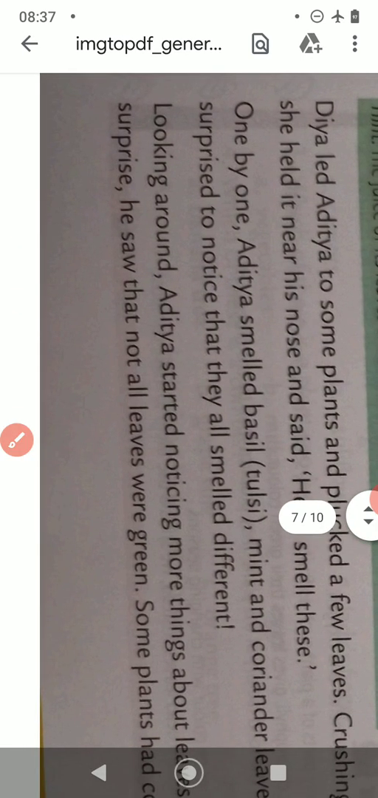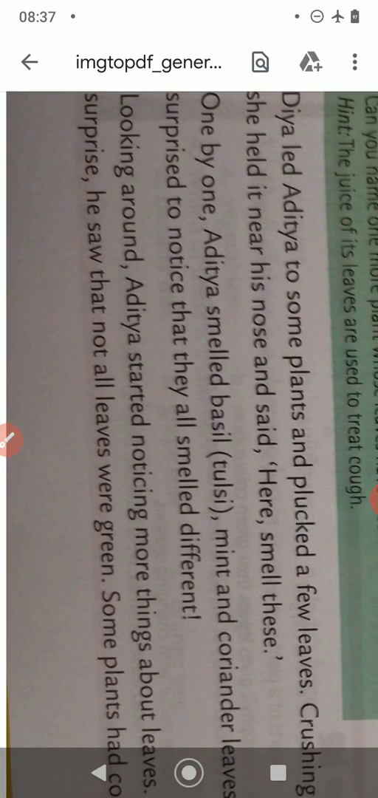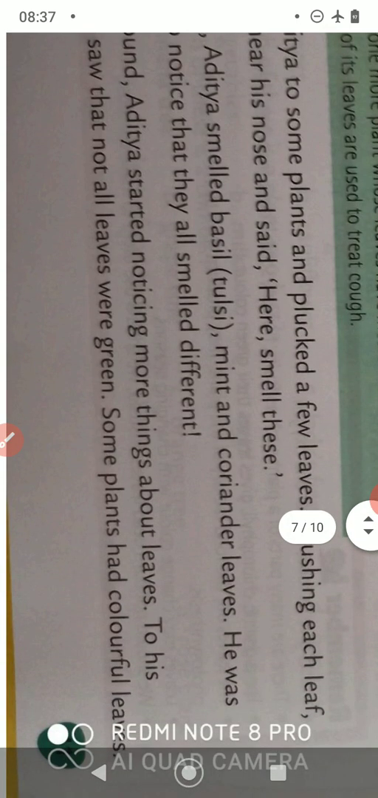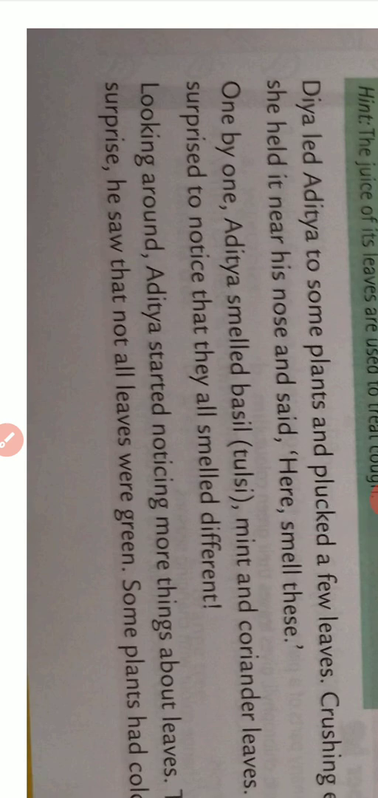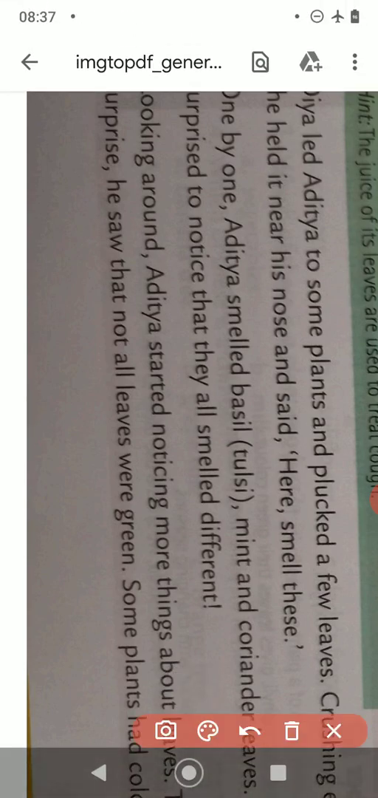Moving ahead, Diya led Aditya to some plant and plucked a few leaves. Crushing each leaf, she held it near his nose and said, "Here, smell these." One by one, Aditya smelled basil. Basil is tulsi, mint, and coriander leaves. Okay, so this is tulsi, called basil, then mint, and then coriander leaves. And he was surprised to notice that they all smelled different.